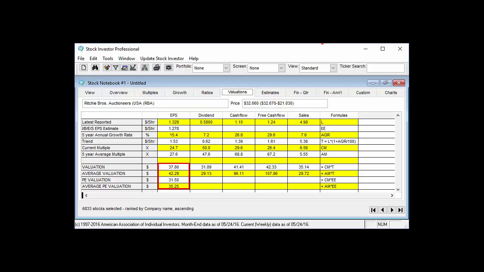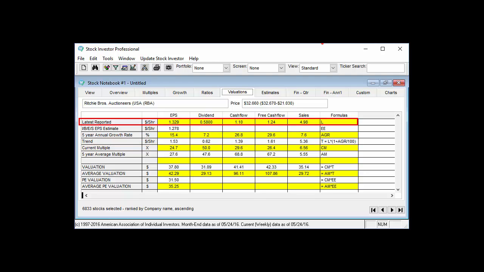Stock Investor Pro includes four absolute valuations based upon earnings and two valuations each for dividends, cash flow, free cash flow, and sales. The formulas used in the calculations are displayed on the Valuations tab of the stock notebook in the far right column. A simple projection of per share earnings, dividends, cash flow, free cash flow, and sales is calculated in the trend row.